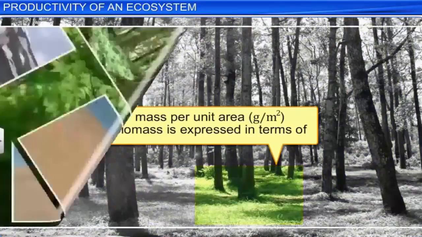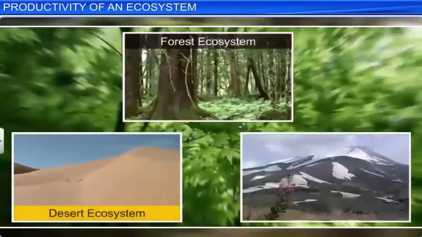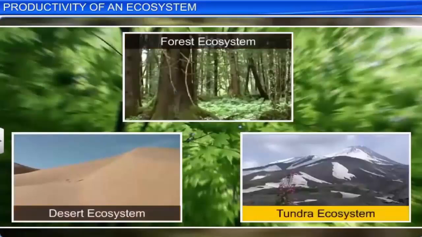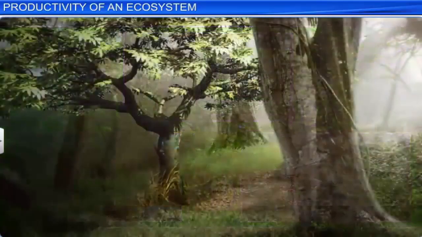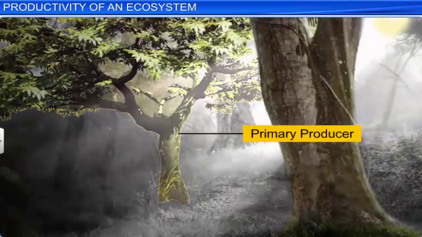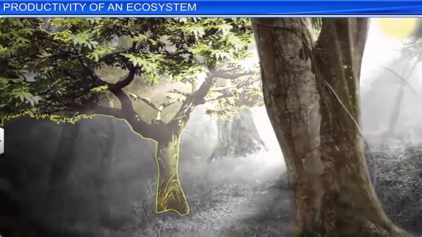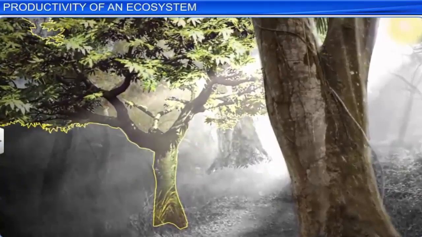If we compare a forest, desert, or tundra ecosystem, we find that the biomass of the forest ecosystem is greater than the other two. This is due to the presence of a large number of primary producers in the forest. Primary producers are organisms that can produce biomass from inorganic substances.